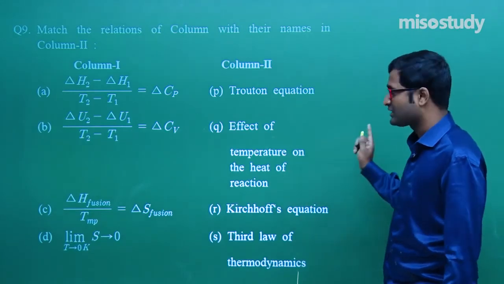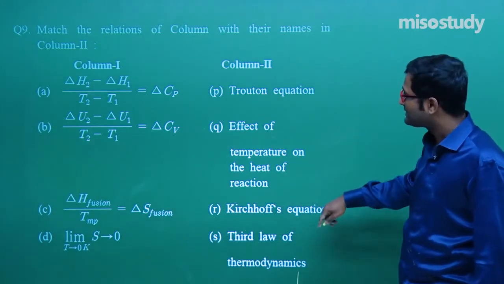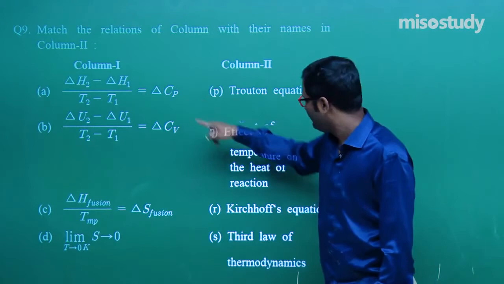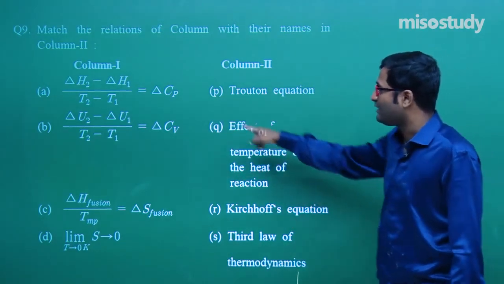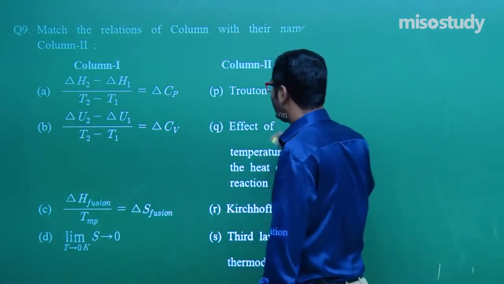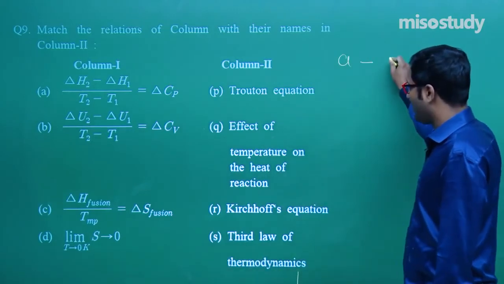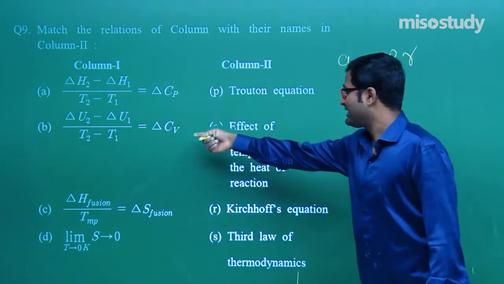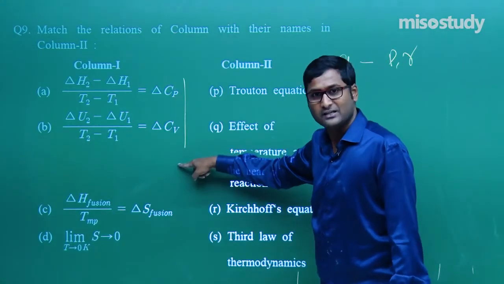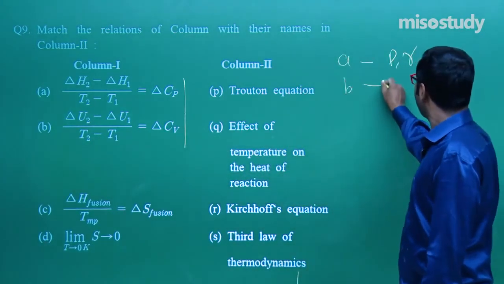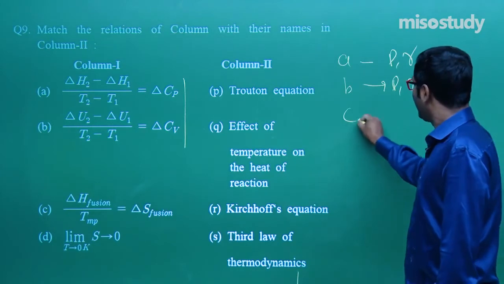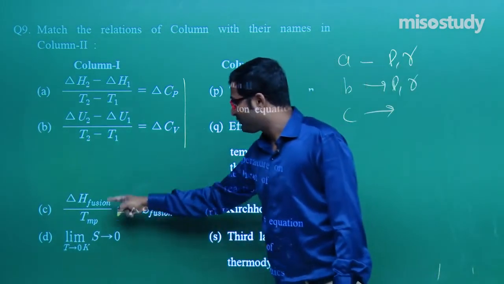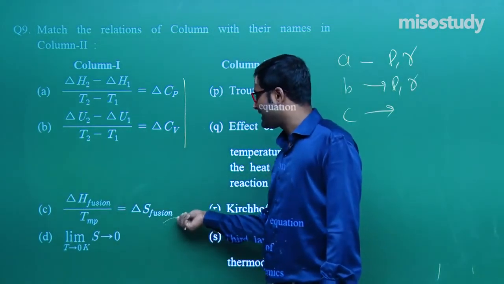We know this is the effect of temperature on heat of reaction, and it is also known as Kirchhoff's equation. For this, A has two options, P and R. Similarly, for pressure and volume, B has two options, P and R. And for C, delta H fusion upon melting point and delta S fusion.